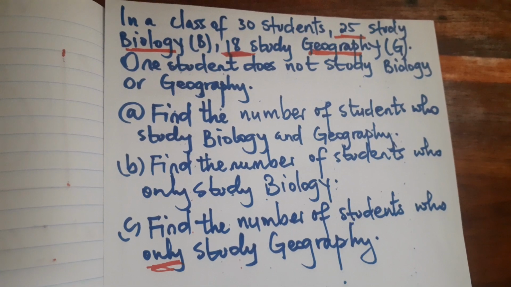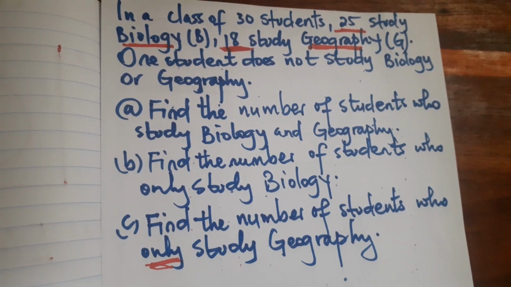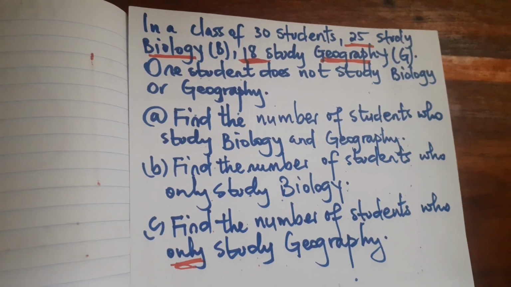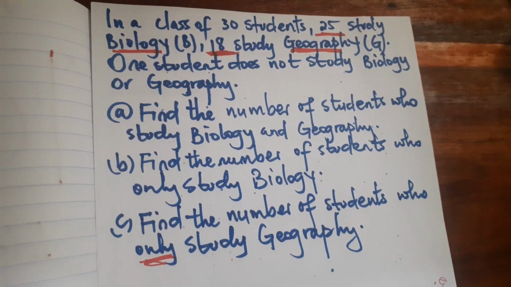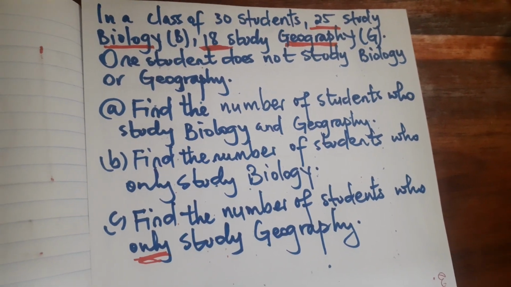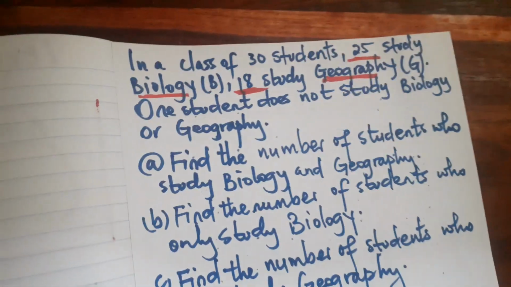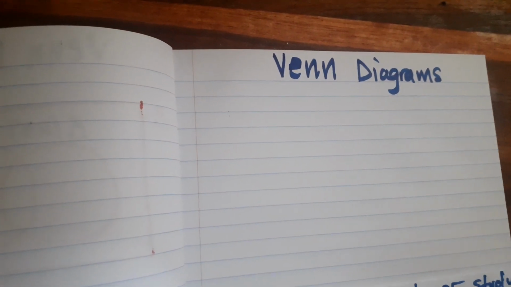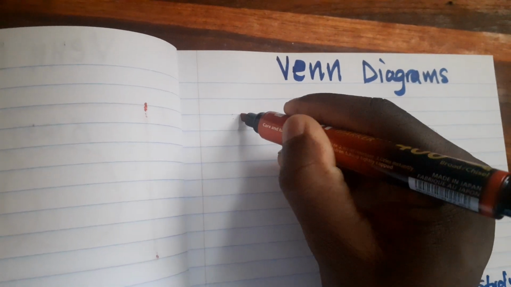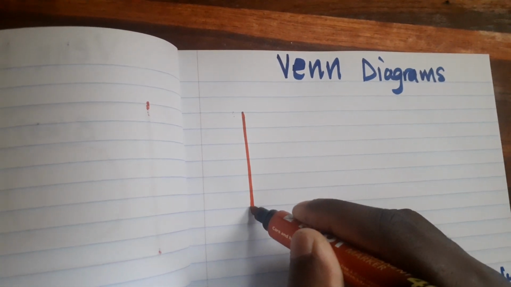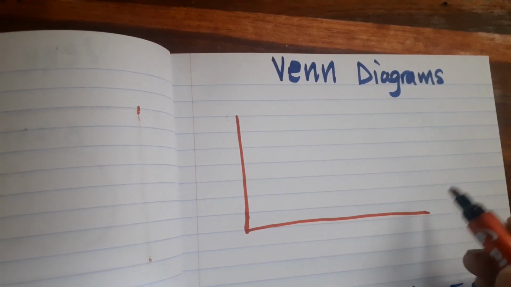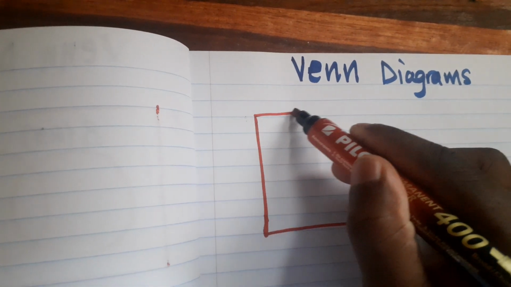Now, in most cases, you'll always be told to use a Venn diagram. But here the information does not say that you should use a Venn diagram. But we can already tell that the only way to solve this question is to use a Venn diagram. Now let's start with drawing a Venn diagram. We all know that a Venn diagram is represented by a rectangle. Let's quickly draw the rectangle here. Let's draw it that way.